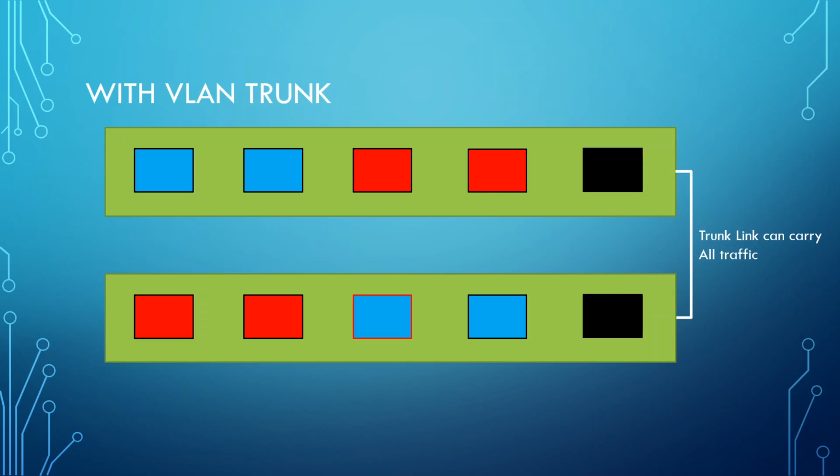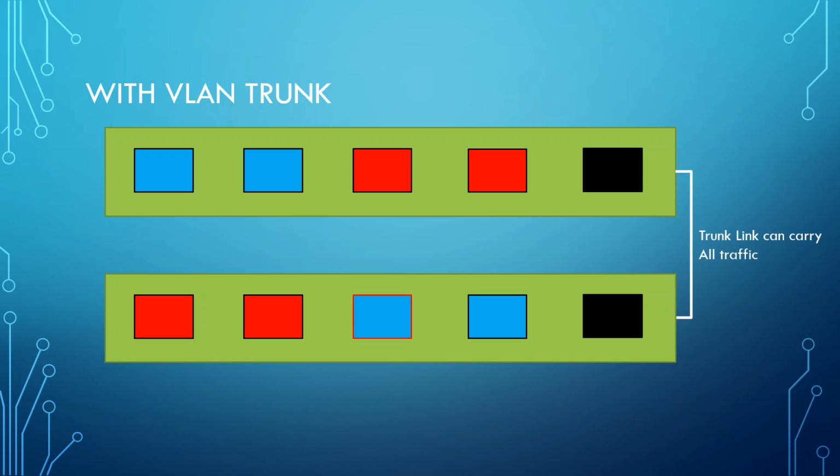The better solution is to use what we call VLAN trunking. With VLAN trunking, we configure a trunk link or a tag link between our switches, and that trunk link can carry traffic for all VLANs. The way it does that is that before the sending switch sends the Ethernet frame onto the trunk link, it attaches a VLAN tag, and that VLAN tag denotes which VLAN that frame belongs to.